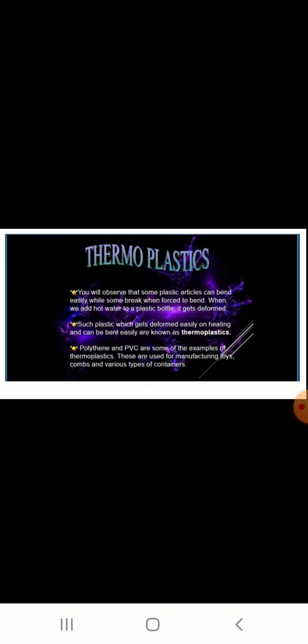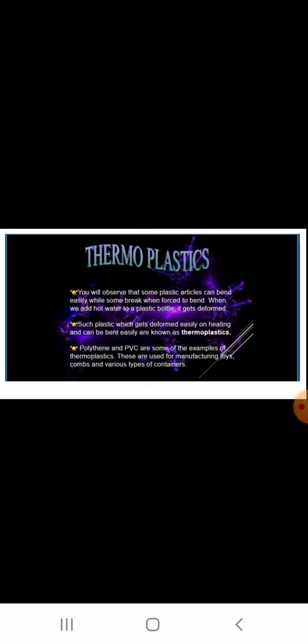You will observe that some plastic articles can bend easily while some break when forced to bend. When we add hot water to a plastic bottle, it gets deformed. So thermoplastics are the ones that melt upon heating. If you heat, it will melt, and it can be molded into the desired shape. Again it can be subjected to recycling and molded back. So that is what thermoplastic is.